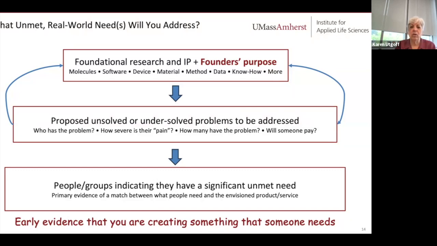The unmet real world need is, again, built on your foundational research and IP. What problems can you solve, given your purpose? Now you're really looking at what proposed unsolved and undersolved problems we think we can address. Many of you have an idea of what you think those problems are. Some of you have probably even put those into grant applications to the NSF or the NIH, but now is the time to really dig into who has the problem, how severe is their pain, how many have the problem, and will someone be willing to pay to solve the problem?